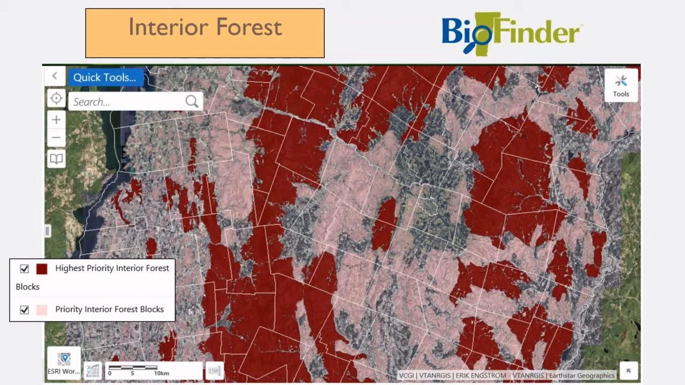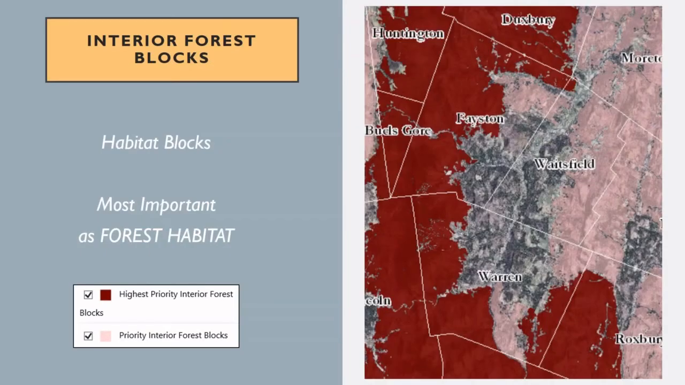They're taking the same data, those habitat blocks from the last one, but breaking it up across the entire state of Vermont to show which ones are the highest priority. Do they provide the functions of the largest or most intact, most ecologically significant blocks of interior forest? Those are shown in dark red for the highest priority, and the other ones are in pink. Once again, we can zoom into a particular area like Waitsfield and see that in the Mad River Valley, there are some highest priority interior forests along the spine of the Green Mountains.